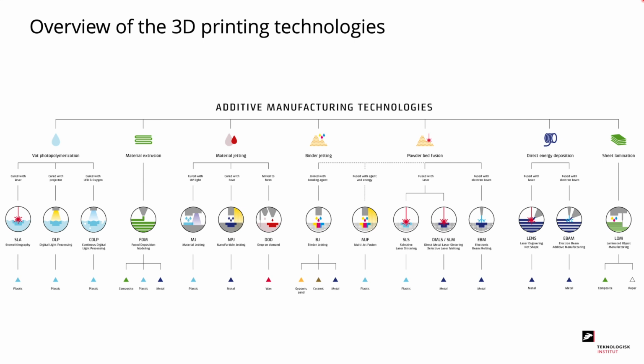Here we have an overview of the 7 general technologies. First we have vat photopolymerization, also known as VAT. Then we have material extrusion, material jetting, binder jetting, powder bed fusion, direct energy deposition, and sheet lamination. We'll be going through each of the subcategories of these 7 general technologies.